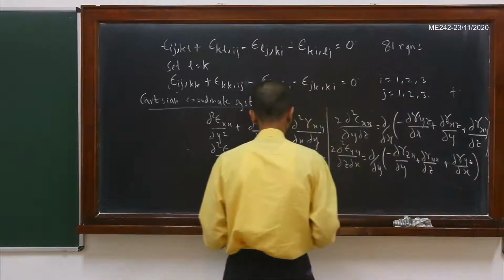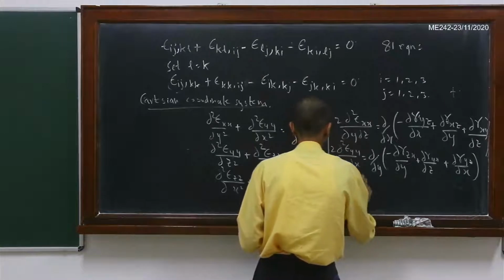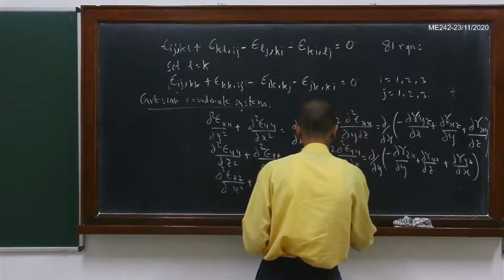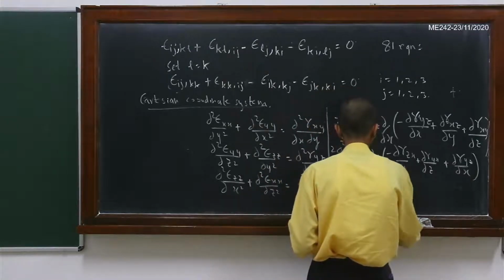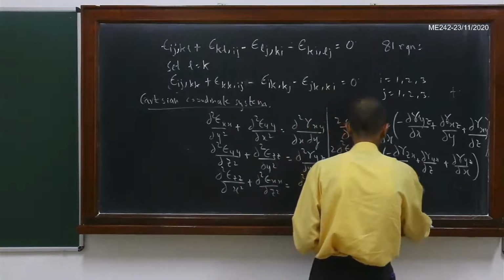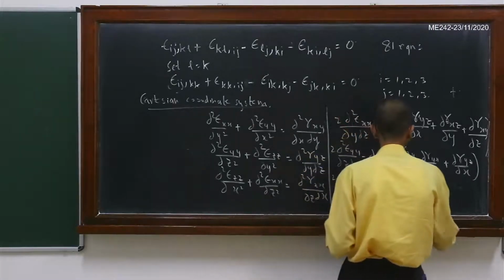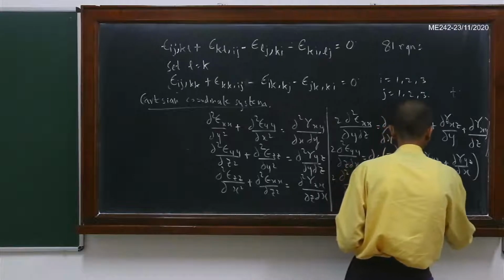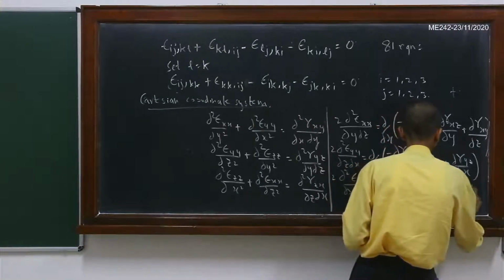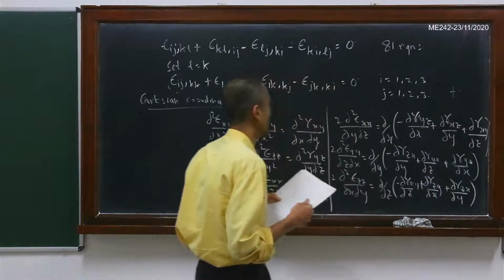And so on. So this is 2 times now del square epsilon zz by del x del y is equal to del by del z of minus del gamma xy by del z plus del gamma zy by del x plus del gamma zx by del y. Okay, so you can just write it in this particular way.